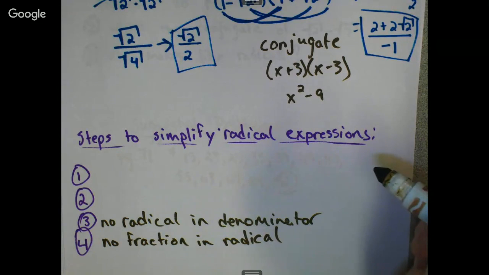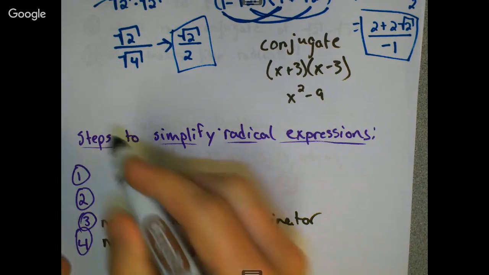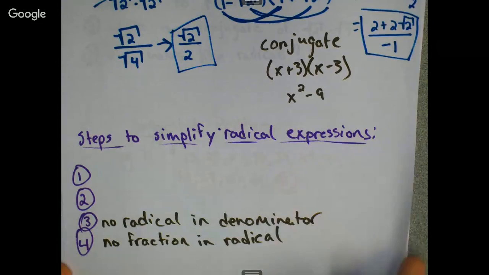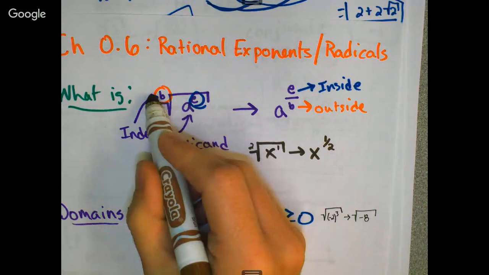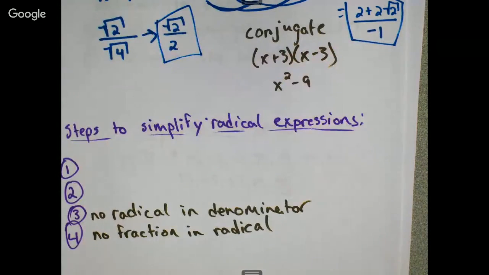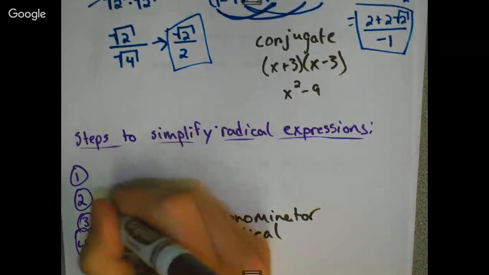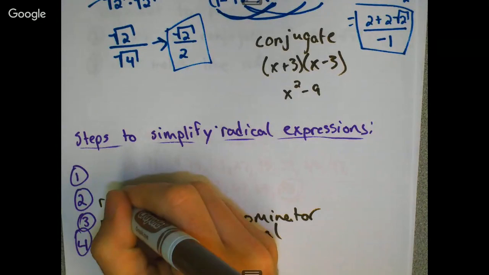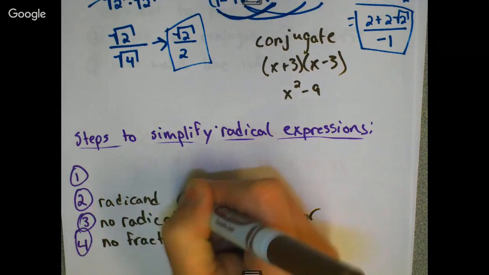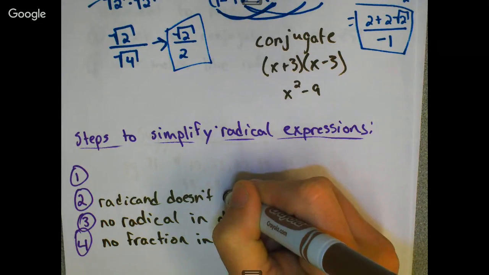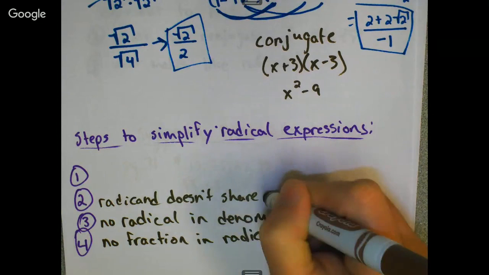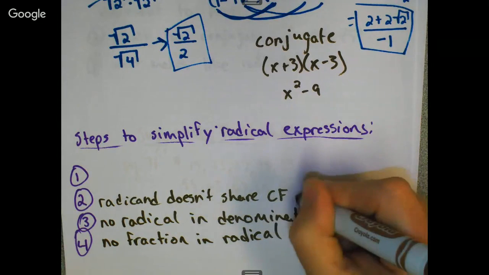The power of the radicand does not share a common factor with the index. So that's saying that this power right here cannot be grouped in this number right here. We'll see some of those examples. So the radicand doesn't share a common factor.